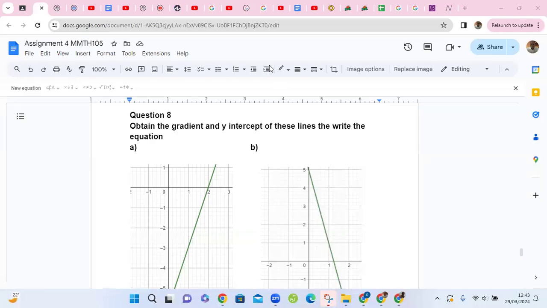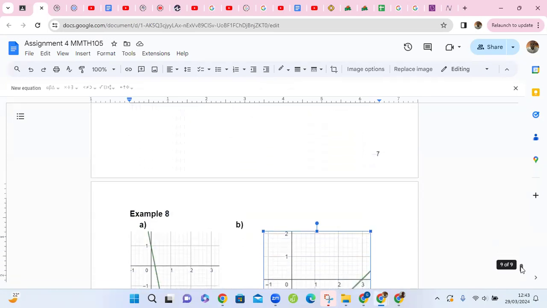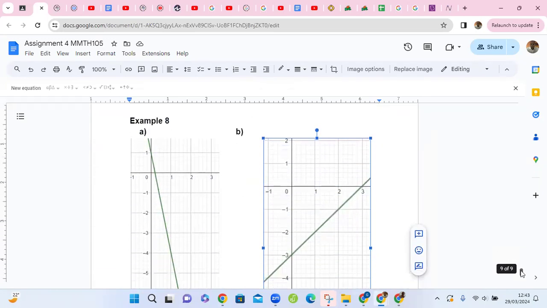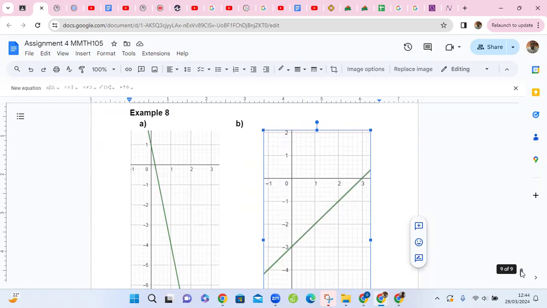This video presentation is with regards to obtaining the gradient and the y-intercept of lines, then writing the equation. To demonstrate this, we'll use two examples. And first, we'll start with the gradient.